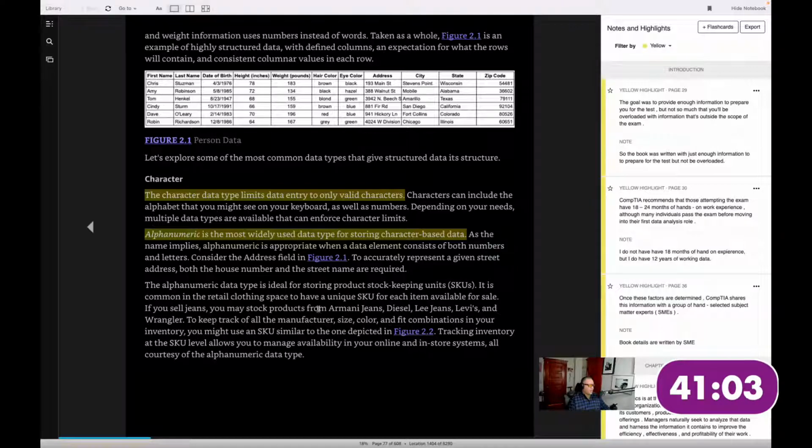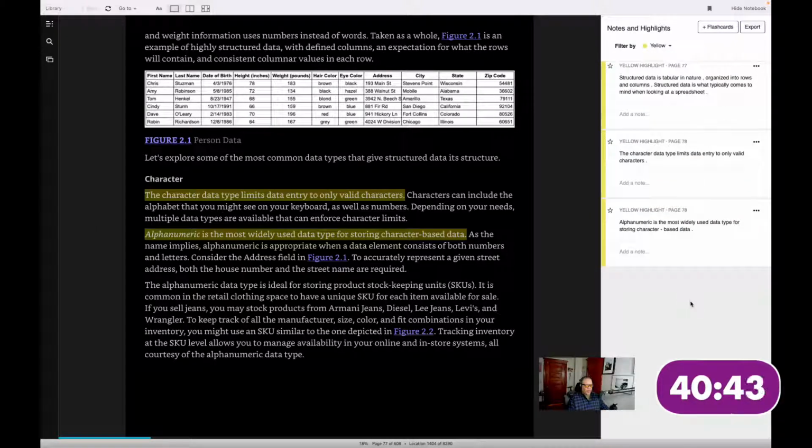We picked up on the alphanumeric data types. That's what we were talking about before, different types of data. It was structured, unstructured, and one other type of data. And remember, structured data is in tabular form like this.